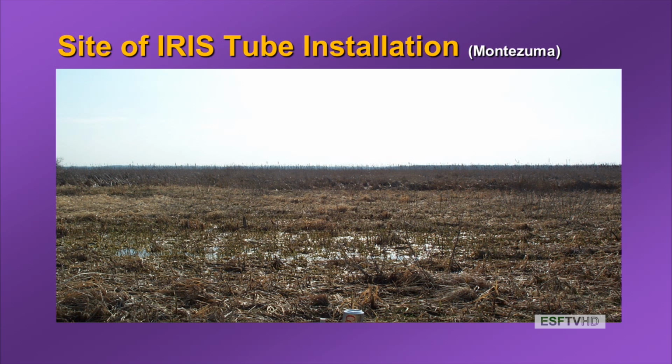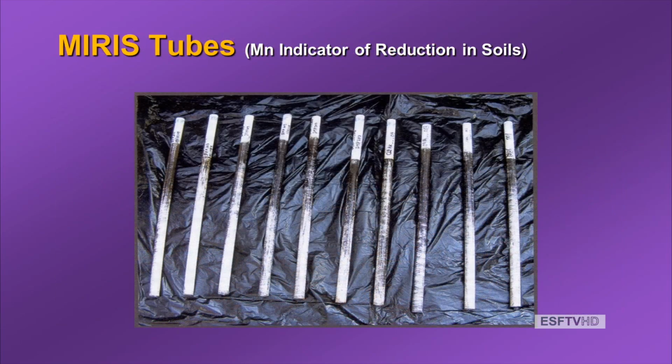It's a wetland. And there's clearly reduction going on here. So these tubes were installed, and those tubes that you just saw before went into this site. And the result of this is that iron is reduced. It then doesn't stick. The paint peels off, and you have an indicator of reduction, the IRIS tubes. You can do the same thing with manganese. Manganese also can be reduced. It can accept electrons. And manganese coatings are black.